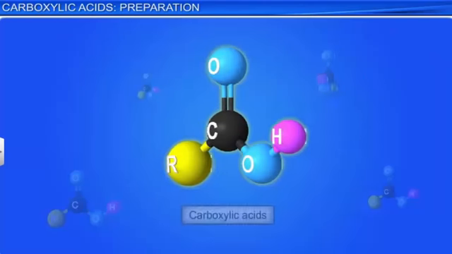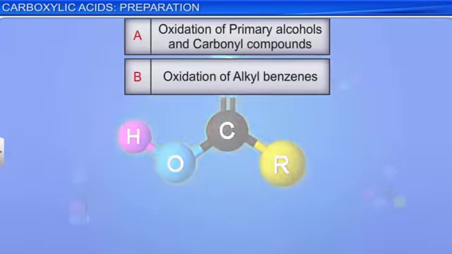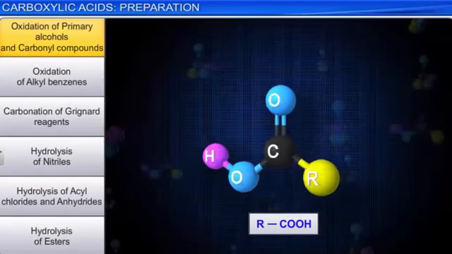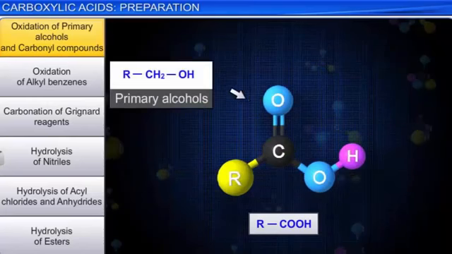Carboxylic acids can be prepared by several different methods: oxidation of primary alcohols and carbonyl compounds, oxidation of alkyl benzenes, carbonation of Grignard reagents, hydrolysis of nitriles, hydrolysis of acyl chlorides and anhydrides, and hydrolysis of esters. Let us see how carboxylic acids can be prepared from primary alcohols and carbonyl compounds.